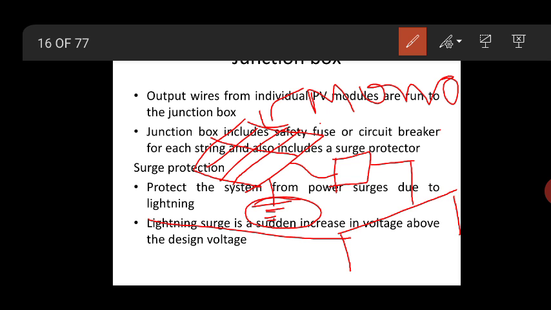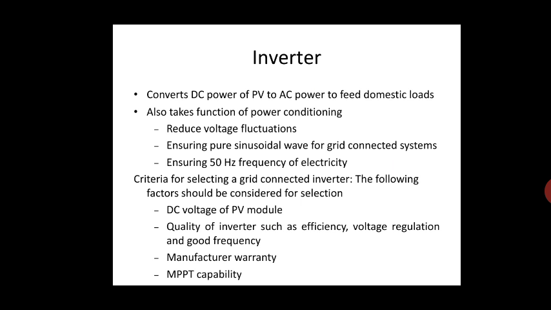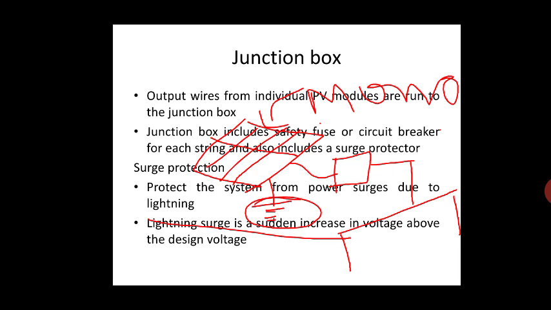So this junction box includes safety fuses or circuit breakers for each string, and also includes a surge protector. Surge protection protects the system from power surges due to lightning. A lightning surge is a sudden increase in voltage above the design voltage.